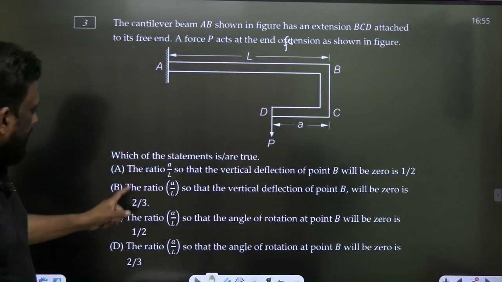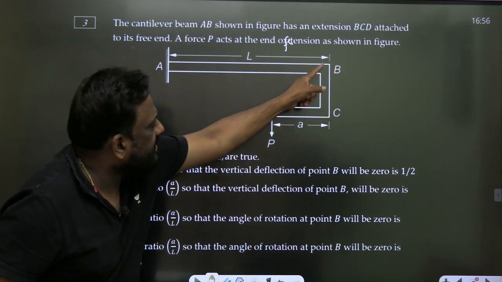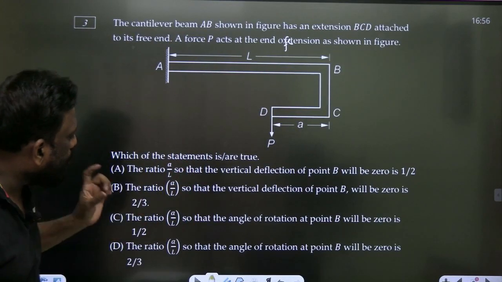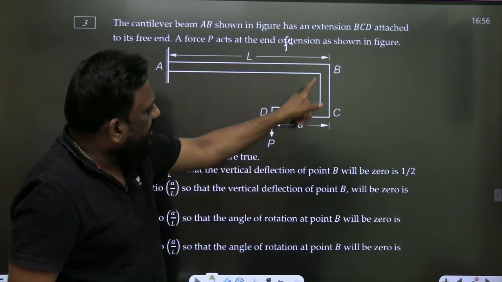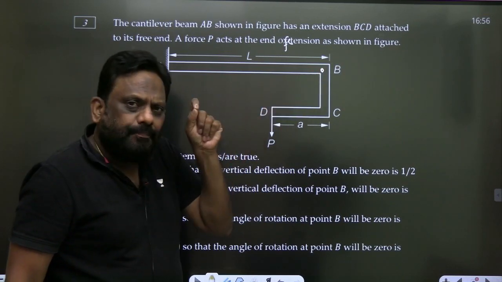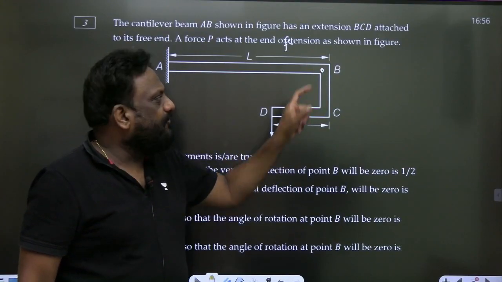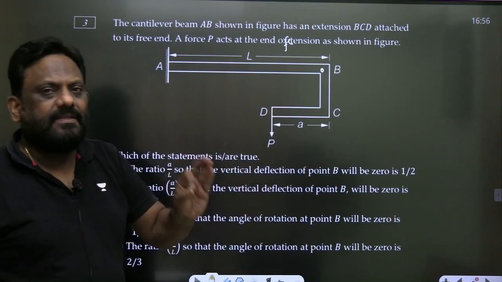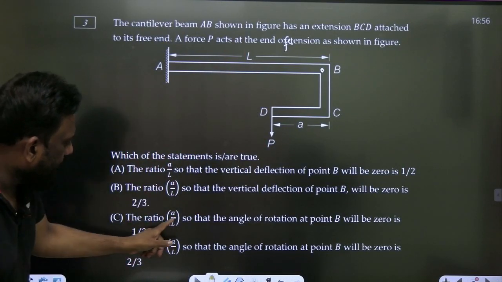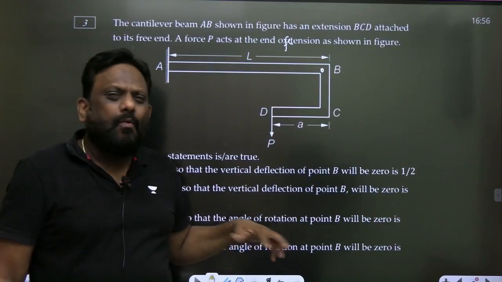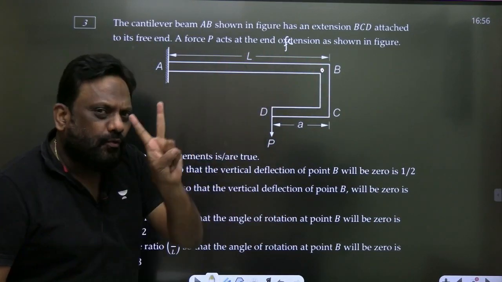What is he asking? This distance is given as A and this distance is given as L. He is asking what should be the ratio A to L so that the deflection at this point is 0. So if you want the deflection here to be 0, what should be the ratio A to L? The second question is, what should be the ratio A to L so that the angle of rotation, which means slope, is 0? There are two questions. It is MSQ, sir.